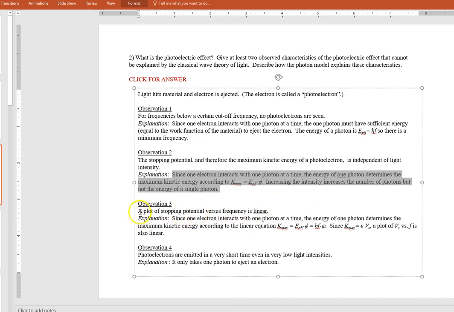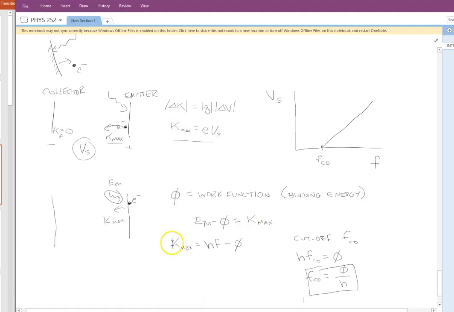Now, what about this observation? A plot of stopping potential versus frequency is linear. Well, let's go back to the equation that I have written right here. Let's remember that the maximum kinetic energy is equal to the fundamental charge times the stopping potential. So the fundamental charge e times V sub S is equal to hf minus phi. Let's just divide by the fundamental charge.